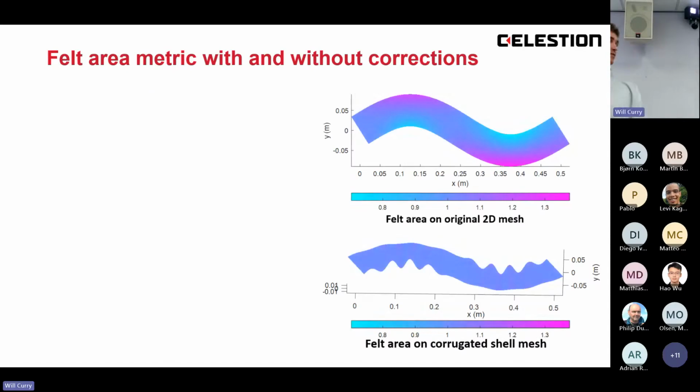A similar thing is seen with the felt area metric. The top is the original flat one, bottom is the one with the corrugations.